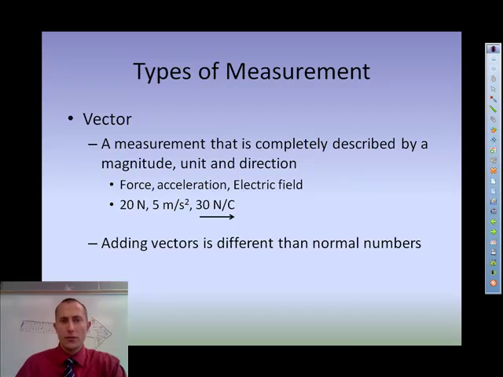and that's what we call vectors. Vectors need not only the magnitude, not only the unit, but also the direction in which that particular measurement is acting. And so there are actually three pieces of information that are necessary to fully describe a vector. Some of the examples of vectors that we're going to come across this year are velocity, force, acceleration. All of our force fields are all vectors.